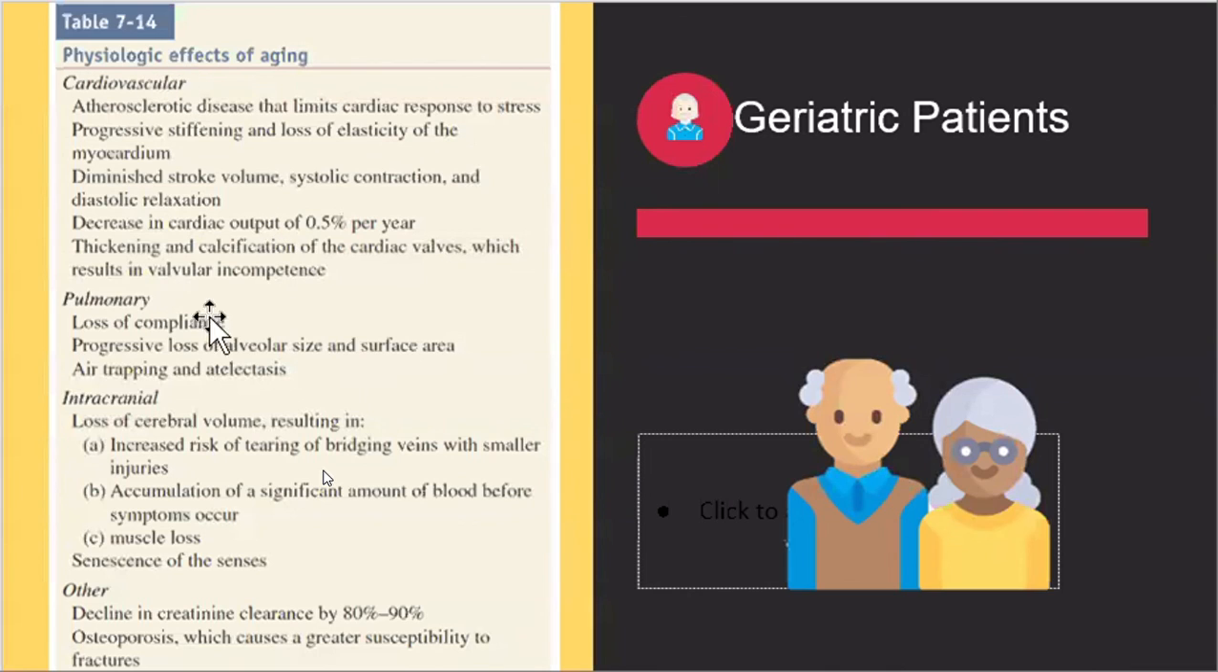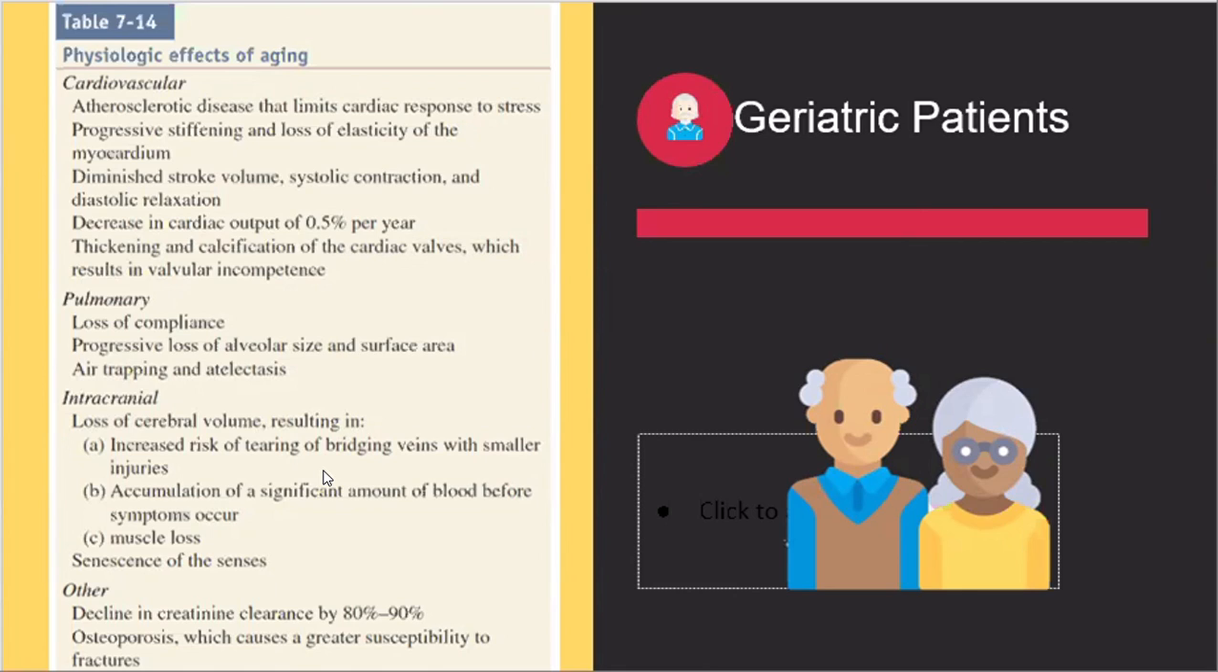So cardiovascular, pulmonary, intracranial. The majority of geriatric patients have atherosclerotic diseases. So there's progressive loss of elasticity ng myocardium, decreased na yung stroke volume, decreased na yung cardiac output. There's calcifications na atherosclerosis, major and peripheral vasculature. Pulmonary na, there's loss of compliance, so decreased na yung tidal volume. Yung intracranial naman, there's loss of cerebral volume.